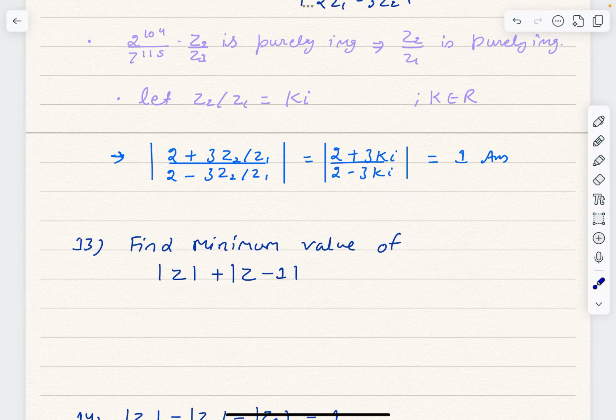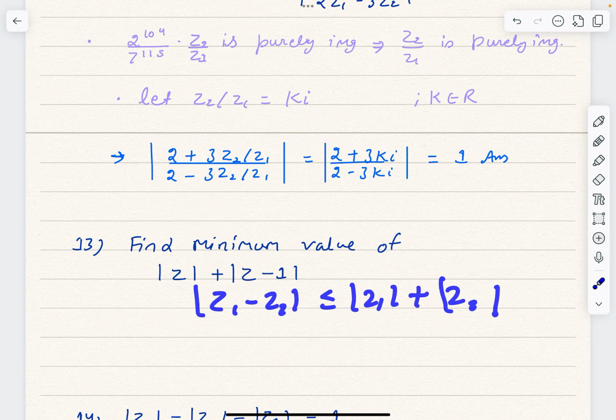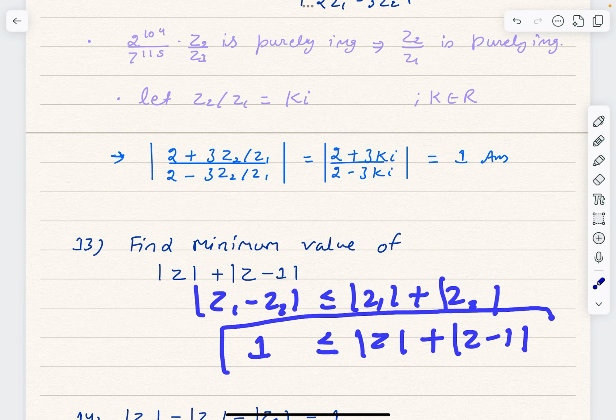See, we discussed this inequality: |z1 + z2| or |z1 − z2| will always be less than or equal to |z1| + |z2|. If you use it here, in place of z1 you take |z|, in place of z2 you take |z − 1|, it will be greater than or equal to, when you subtract them you get just 1. So from there you get directly |z| + |z − 1| is greater than or equal to 1, so the minimum value is 1.